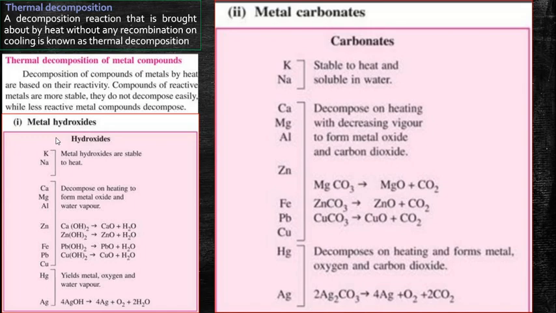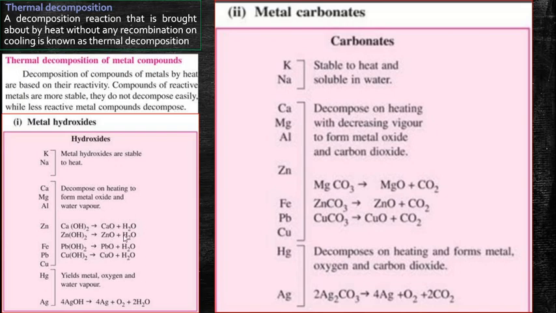And they are separated like a category: the first two, the next six or seven, and the last two. Sodium and potassium hydroxide are stable to heat. They undergo heating and are stable. Whereas calcium hydroxide, magnesium hydroxide decompose on heating to form their metal oxides and water vapor.